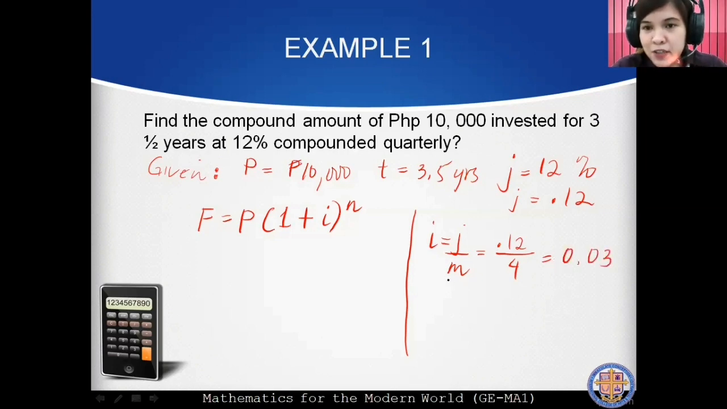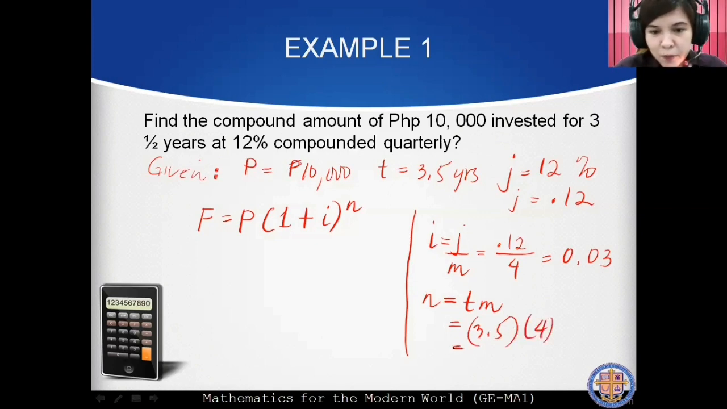Okay? Then afterwards, after we computed I, let's compute N. So, we will compute the power, and it has a separate formula, which is T times M. Our time given is 3.5 years. I said, convert that to decimal. So, 3.5 times our M, conversion period, quarterly, so 4. The product of 3.5 and 4 is 14. Okay? So, the value of our I is 0.03. The value of our N is 14.